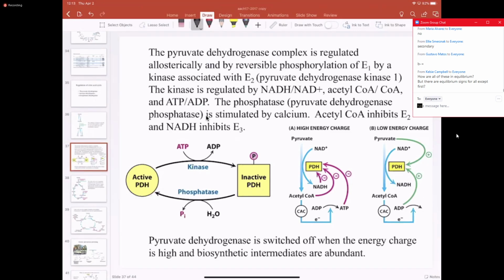Why might calcium be important? Where is calcium used in the body besides bone? Muscles, that's right. They're used in the muscles. And it's used as a signal for muscle contraction. So therefore, if you want your muscles to contract, they're going to need lots of energy.